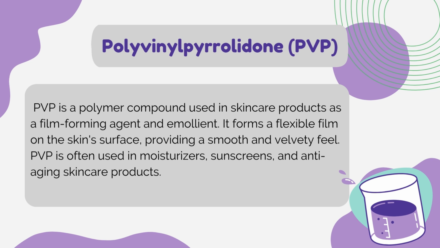Polyvinylpyrrolidone, PVP, is a polymer compound used in skincare products as a film-forming agent and emollient. It forms a flexible film on the skin surface, providing a smooth and velvety feel. PVP is often used in moisturizers, sunscreens, and anti-aging skincare products.